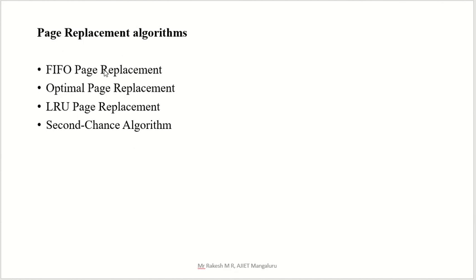FIFO is one algorithm, first in first out. Optimal page is the second algorithm. LRU is the third one. Second chance is another one. Totally four. These are very important algorithms, all four. You can expect a question on any one of them in the exam. Now we will see one by one. The first one is FIFO.